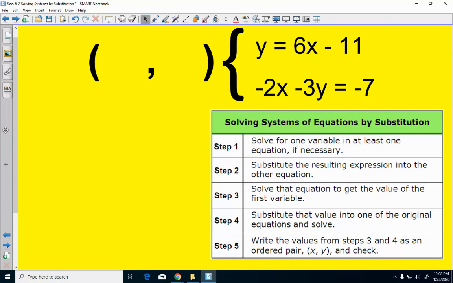As you're writing that down, do I need to solve for a variable? Look at the top equation, because the top one already says what? It says y equals. If it says y equals or x equals, the first part's already done.